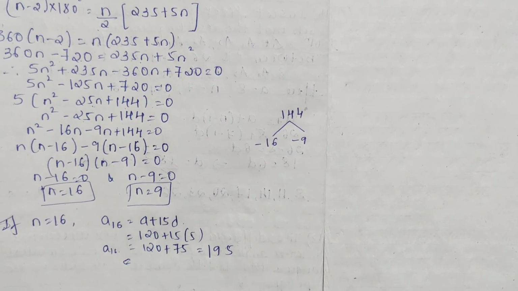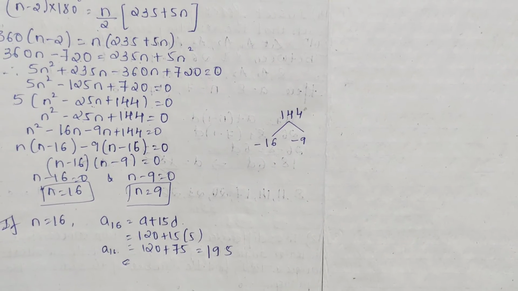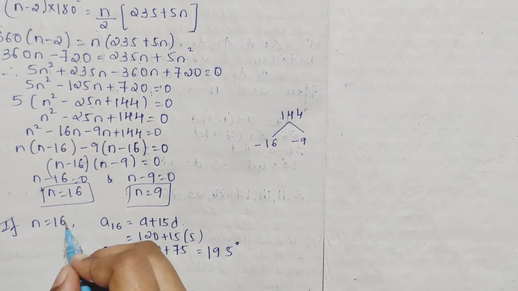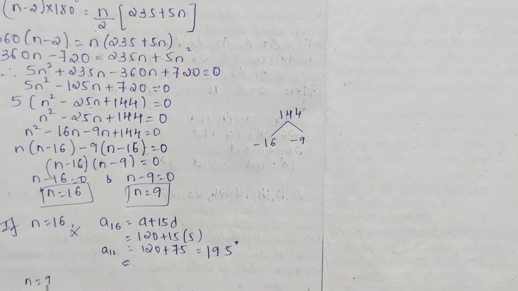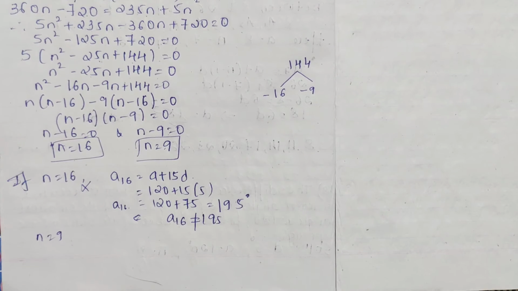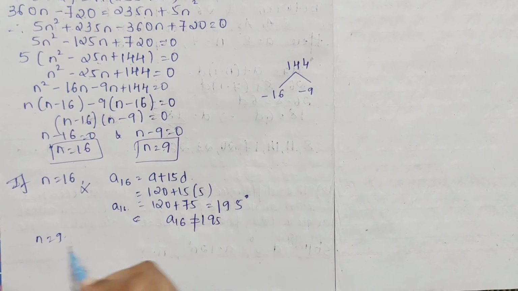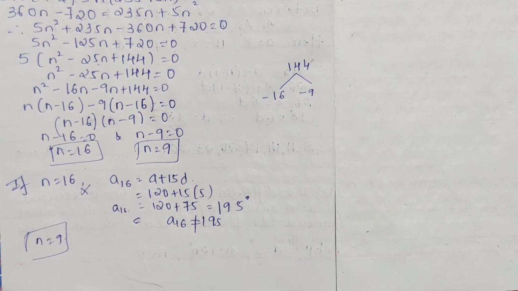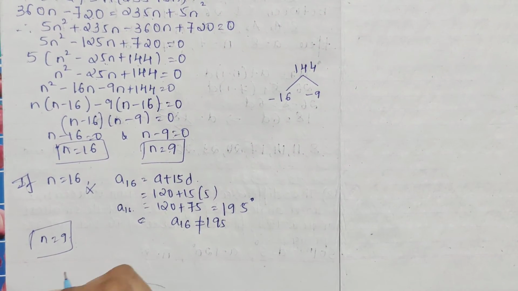So, see the angle you are getting is 195, but any angle does not exceed 180 degrees. So, 16 is wrong. So, number of sides will be what? N is 9. So, the number of sides of the polygon is 9, because 195 doesn't work. I hope this much is clear for you.